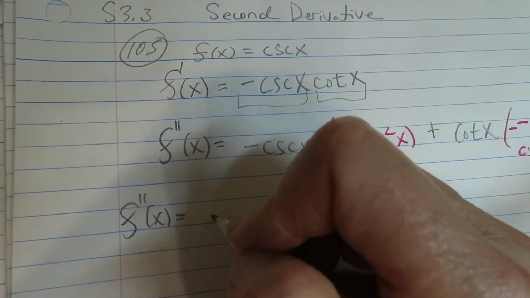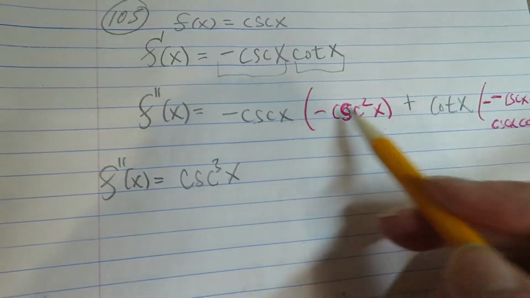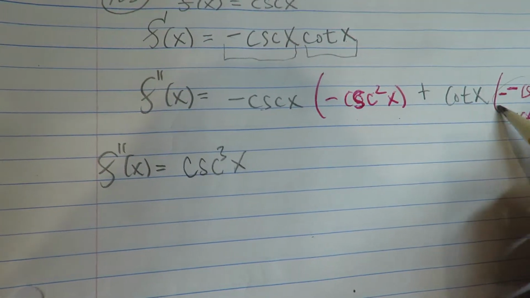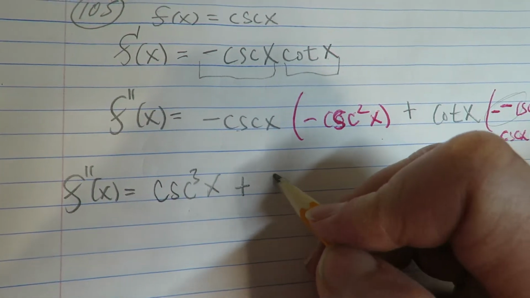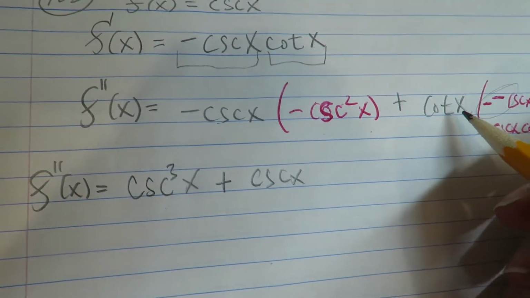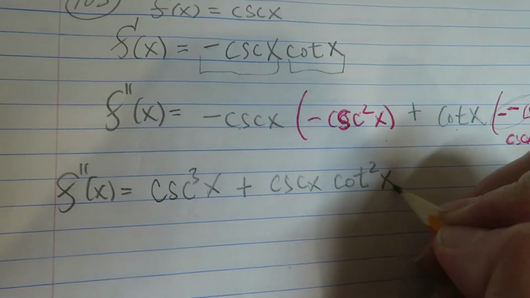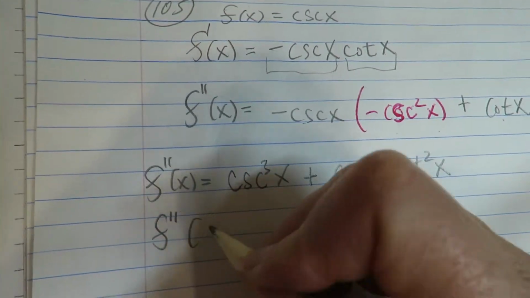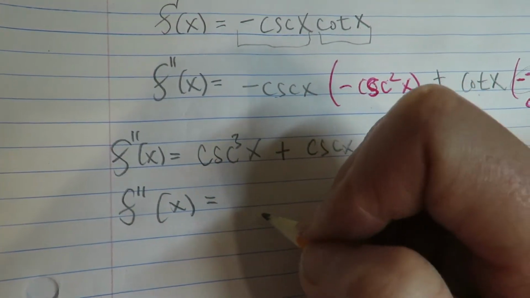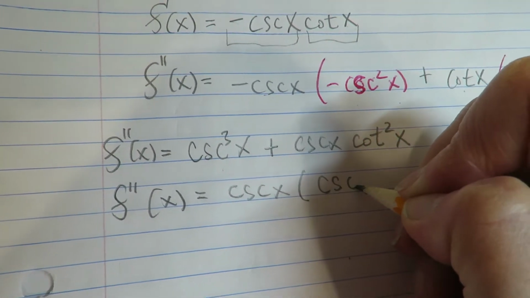All right, negative times a negative is positive, so this would be cosecant cubed x, because you have 3 of them. And then again, this double negative is going to make a positive. And let's see what you got. You got 1 cosecant, and then a cotangent here and a cotangent here, so it's cotangent squared of x. You can leave the answer like this, or you can factor out a cosecant x if you want.